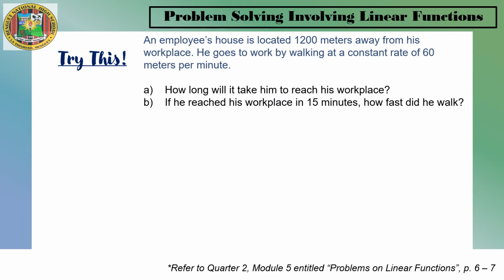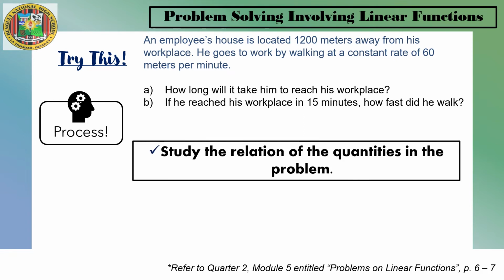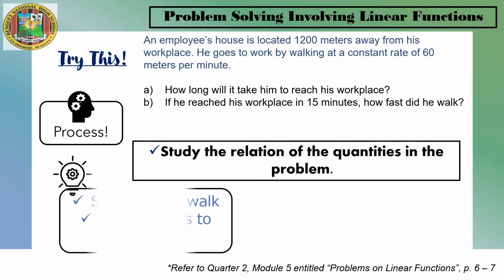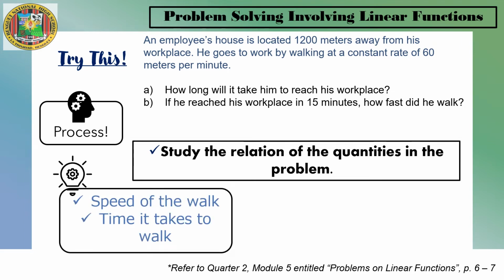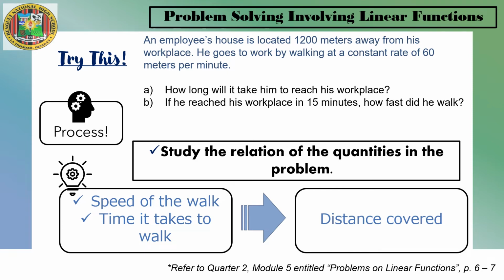Let us process what we know. We identified the quantities being compared in the situation. So now, we must study the relations between the quantities in the problem. Understanding the situation in the problem, we realize that the speed of the walk and the time it takes to walk affects the distance that is covered by the walk.